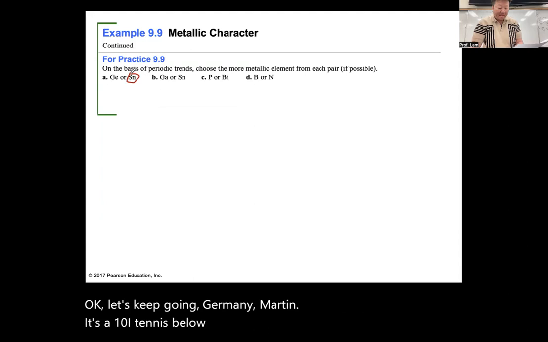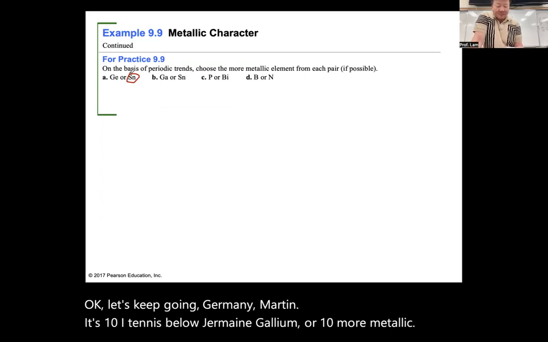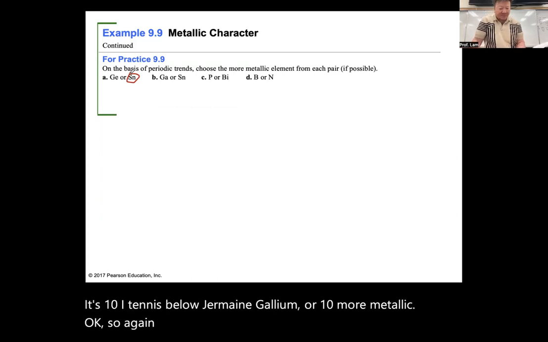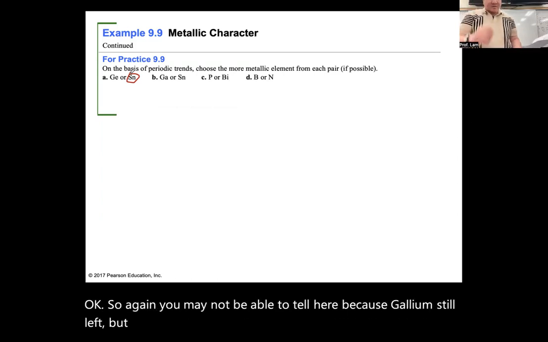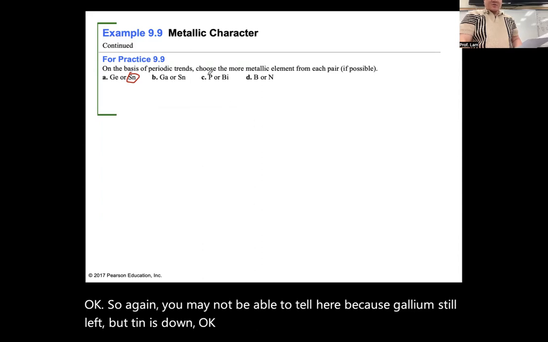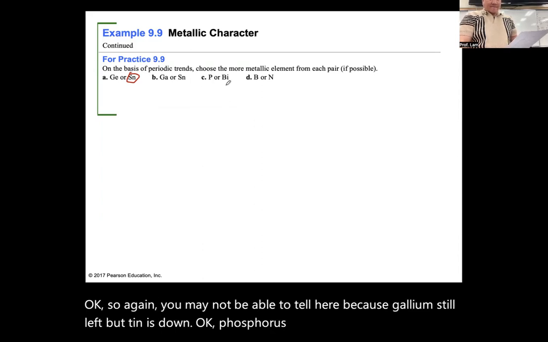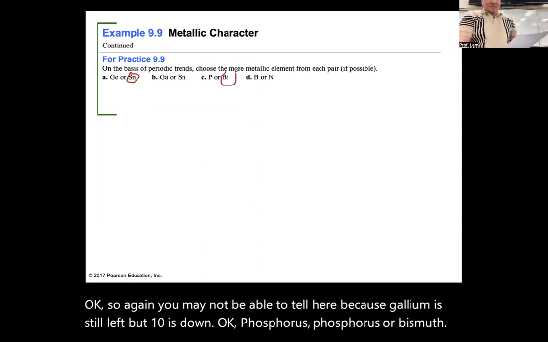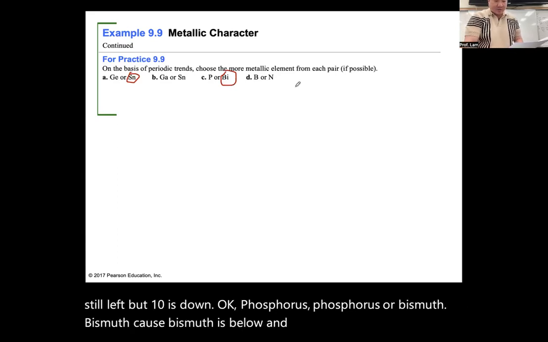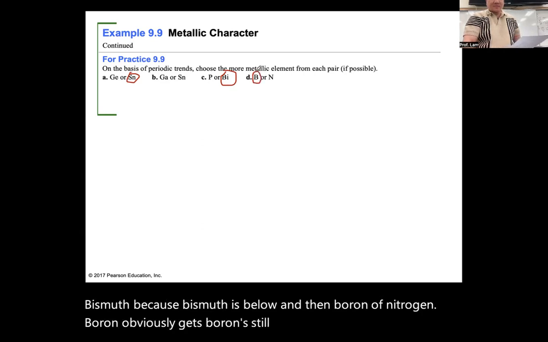Gallium or tin, more metallic? Again, you may not be able to tell here, because gallium is to the left, but tin is down. Phosphorus or bismuth? Bismuth, because bismuth is below. And then boron or nitrogen? Boron, obviously, because boron's to the left.